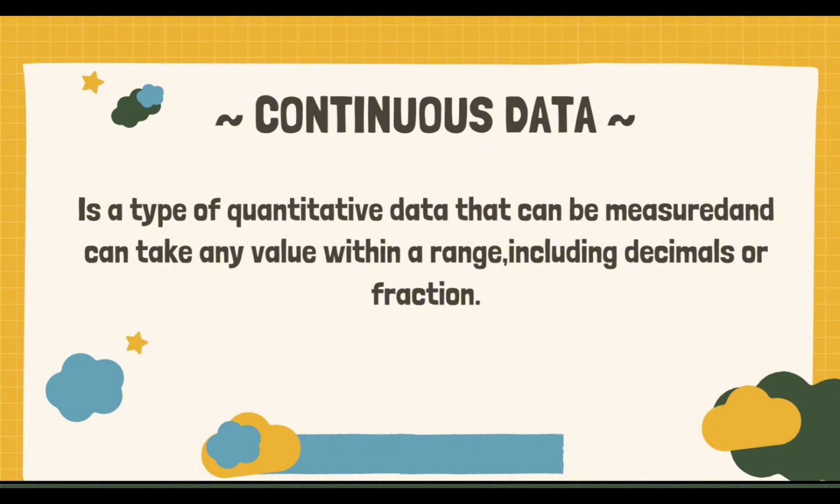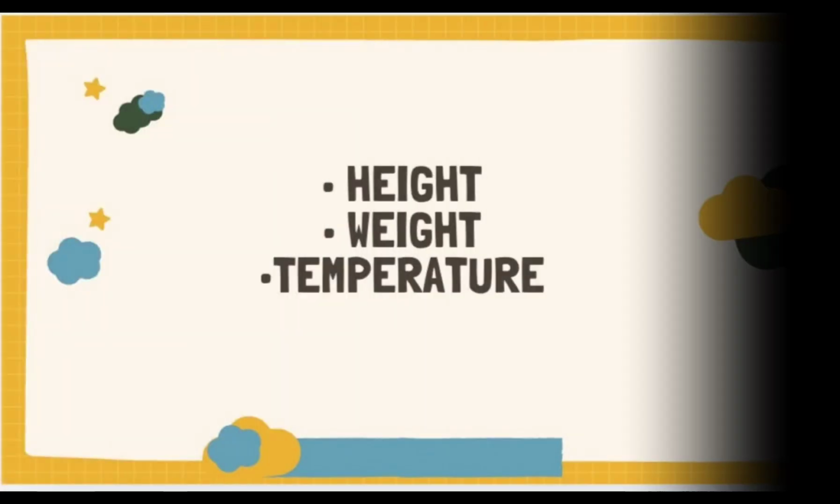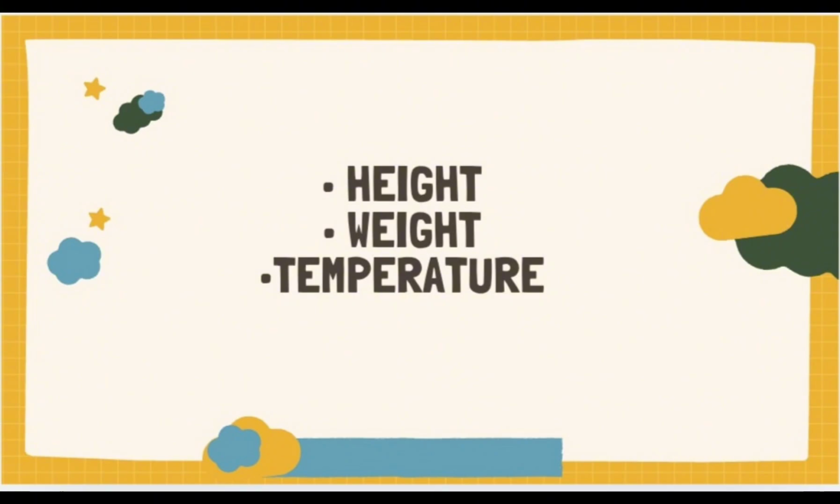Next is continuous data. Continuous data are data that can be measured. They can include decimals or fractions. Examples include height, 150.5 centimeters, weight, 45.7 kilograms, temperature, 36.6 degrees Celsius. Important idea: these values can change and can be very precise. So easy tip, if you can measure it, it is continuous data.